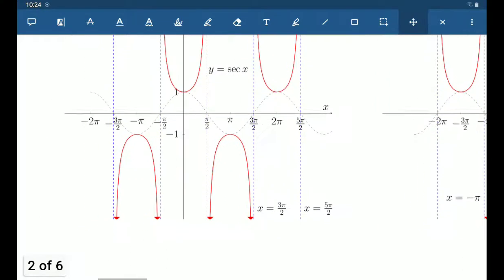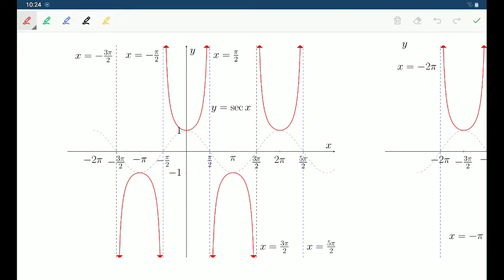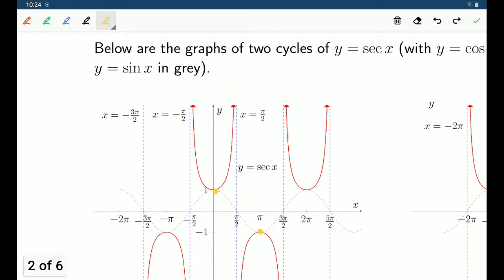First, I have the graph of the secant function on top of the cosine function, dotted in a light gray. And so you'll notice that wherever the cosine function has a value of 1, secant is the reciprocal of that. Secant is also 1. Wherever cosine is negative 1, secant is the reciprocal of negative 1, which is also negative 1. And as the cosine function gets closer and closer to 0, the secant function gets larger and larger and larger.